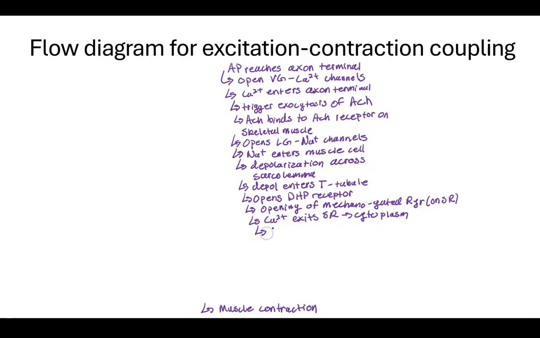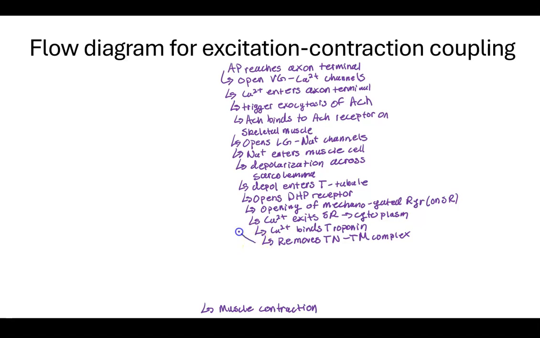Now that calcium is in the cytoplasm, calcium binds troponin and this removes the troponin-tropomyosin complex. I'm going to abbreviate troponin and tropomyosin here. So TN is troponin, TM is tropomyosin. So it removes the troponin-tropomyosin complex. Oof, this is a lot, right? Removes troponin-tropomyosin complex. Now we can finally do crossbridge cycle.